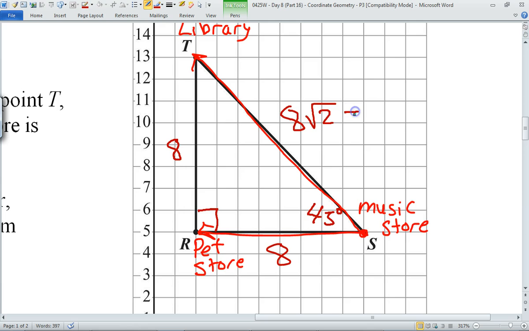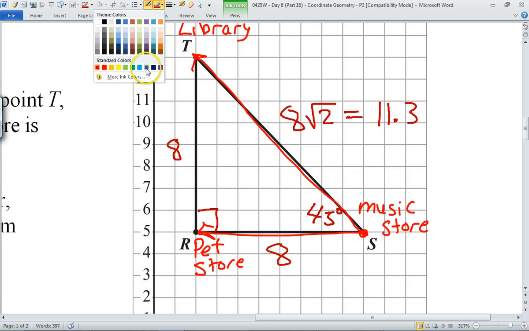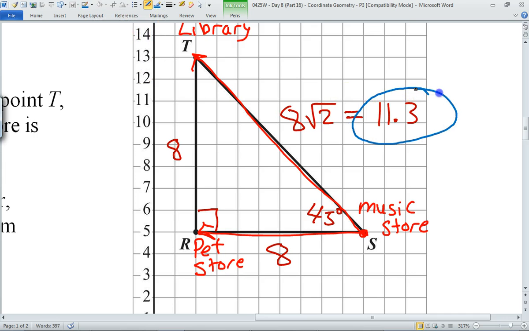We need decimals, so I hear decimals coming from Siobhan. One more time. 11.3. So we are supposed to compare these two distances to each other. We're asked how much longer is 11.3 as compared with 8. So what are they really asking us to do? Subtract. So we just do 11.3 minus 8. So what do you get? 3.3. You get 3.3.